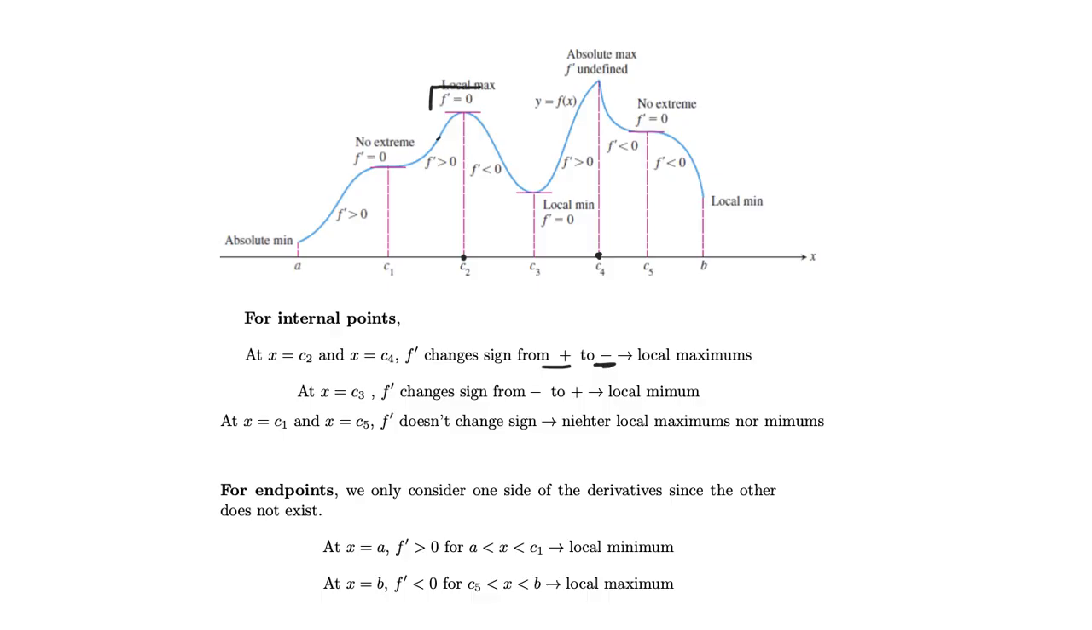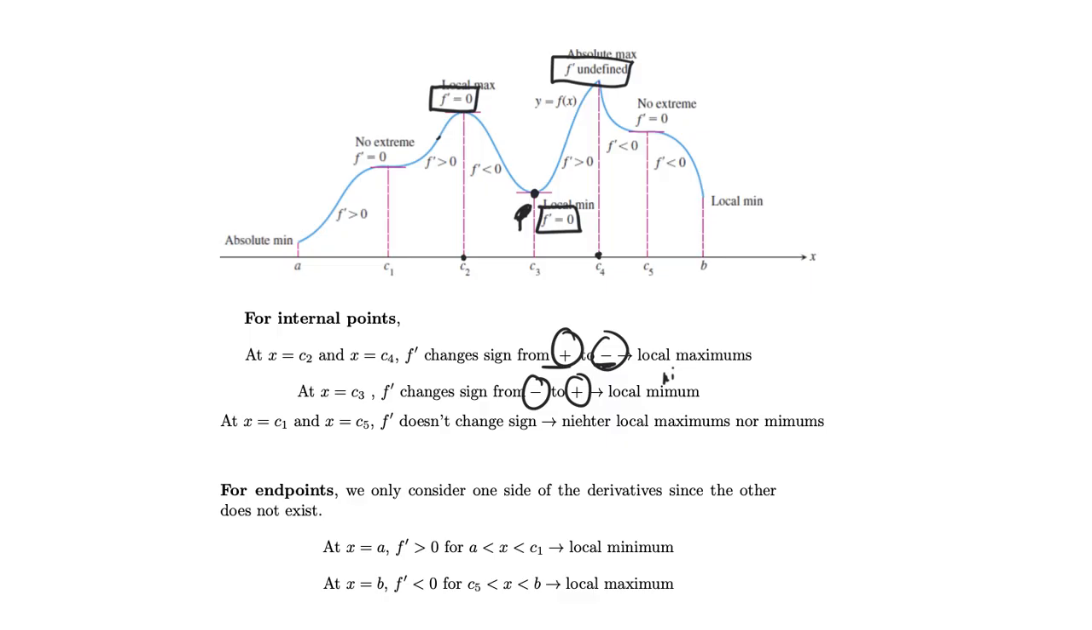Here we have f prime equal to 0, and here we have f prime undefined. So we have one of each, essentially. Both of them give local maxima because the sign changes from positive to negative. At x equals 3, the derivative goes from negative to positive, and it is f prime equals 0, like this. So this would be a local minimum.